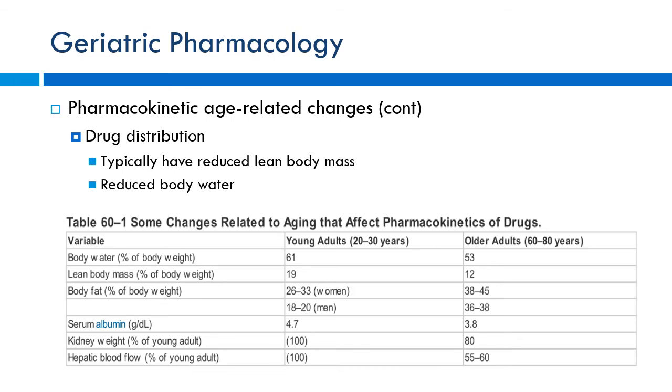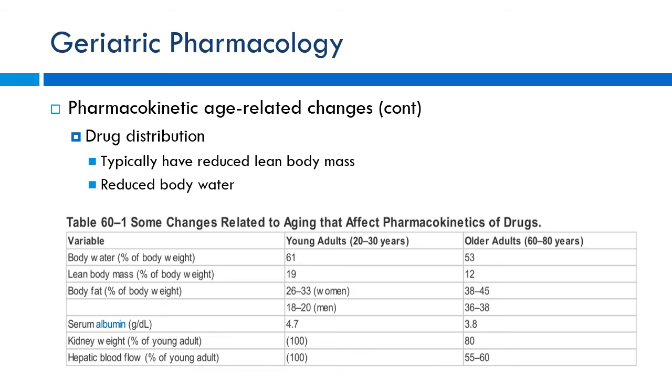Drug distribution also is going to take a big hit here. Typically, as patients get older, they lose lean body mass, right? Typically losing muscle mass over time. However, they're also going to have reduced body water, right? So what type of drugs do you think this might affect? Hydrophilic or hydrophobic? Hydrophilic, right? Because again, if there's less water for the drug to partition into, that can affect the volume of distribution.